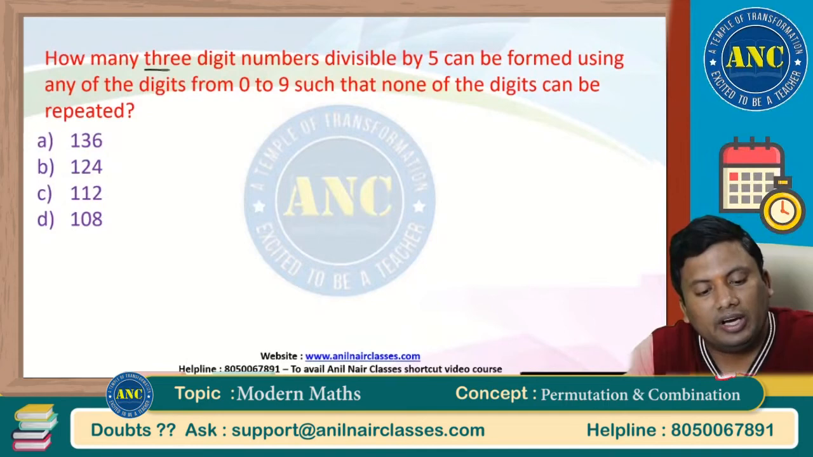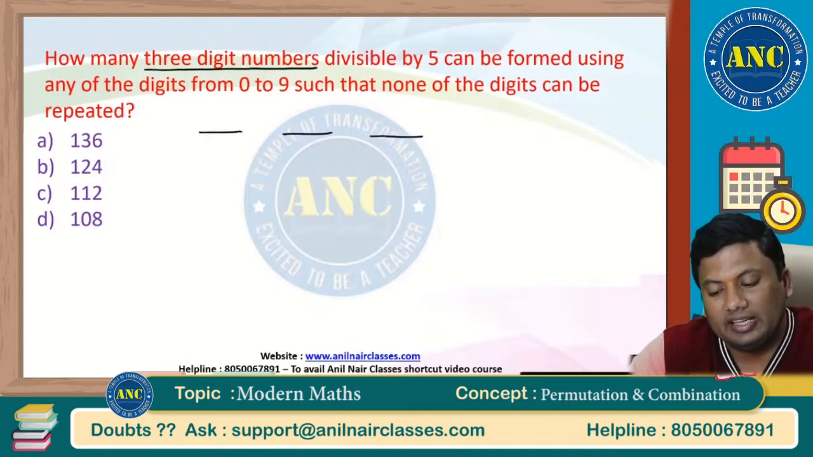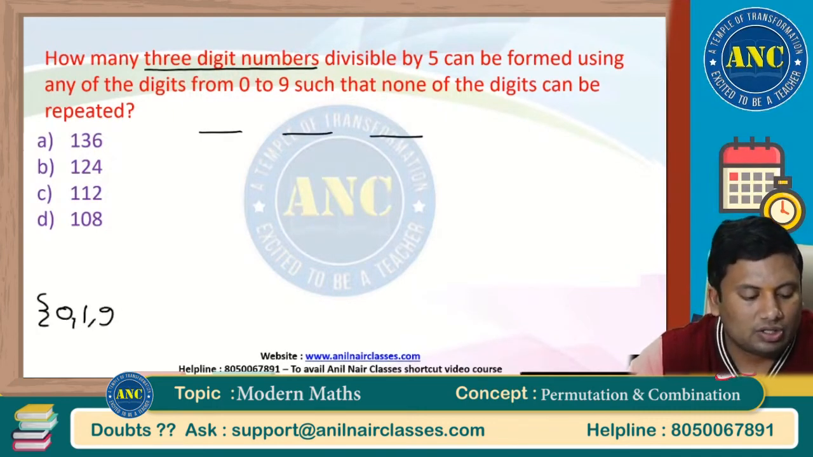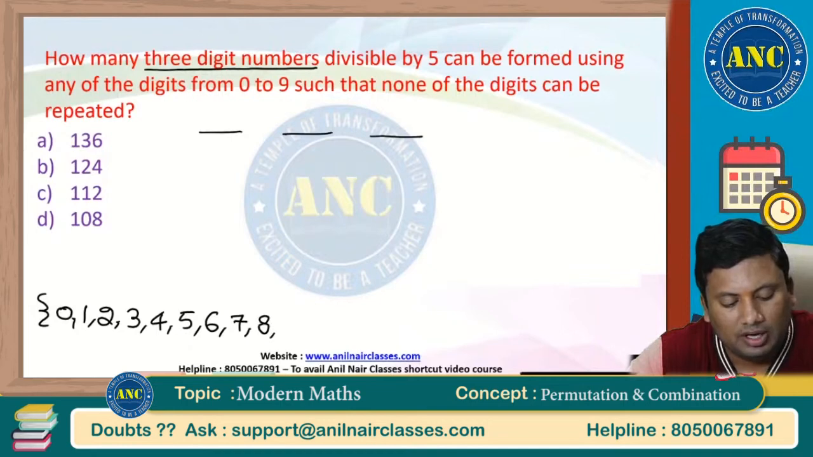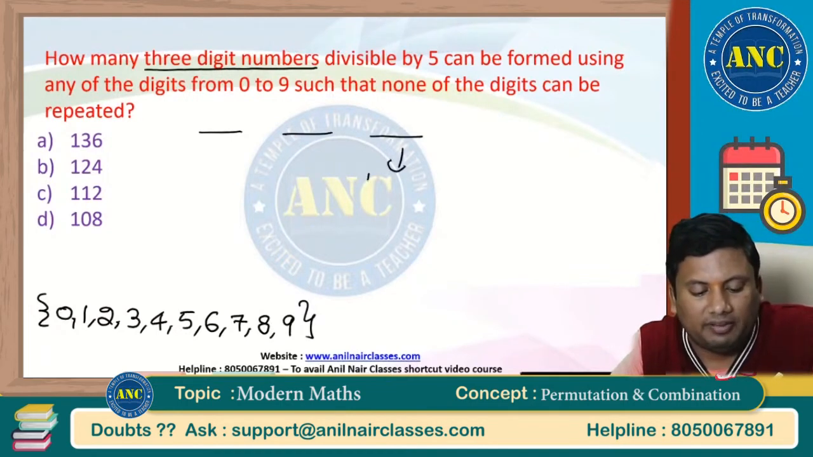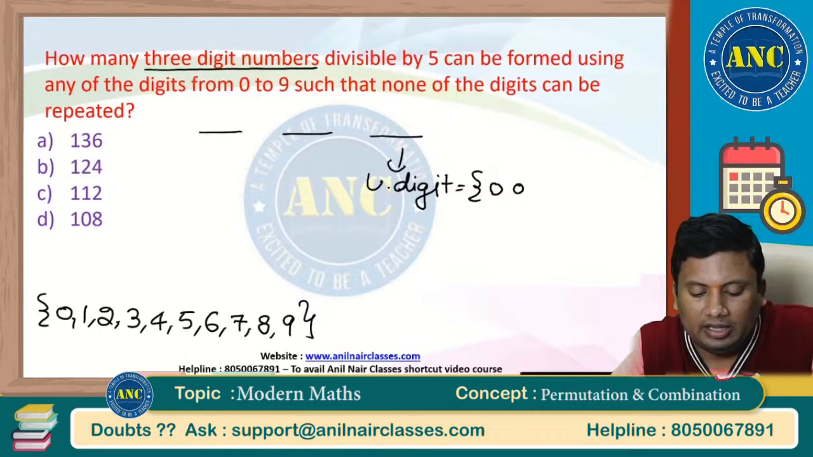How many 3-digit numbers divisible by 5 can be formed using the digits 0 to 9? Total 10 digits I need to use: 0, 1, 2, 3, 4, 5, 6, 7, 8, 9. Because it is divisible by 5, unit digit will be either 0 or 5.